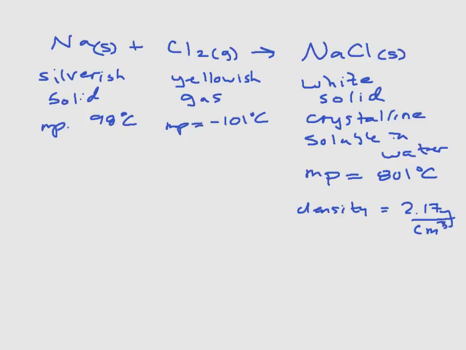These are all physical properties that describe a very common compound that we know, sodium chloride, and the elements from which it's formed. Note that the physical properties of a compound are quite often, and most often, very, very different from the elements from which it was formed.